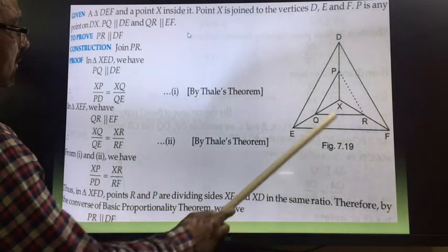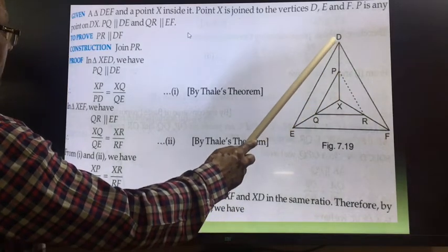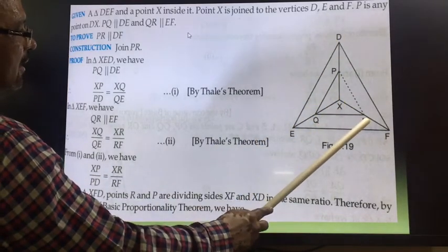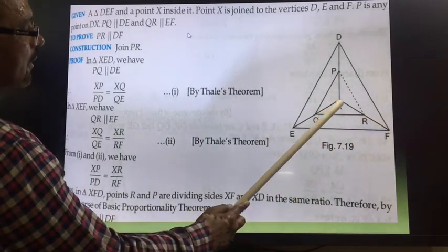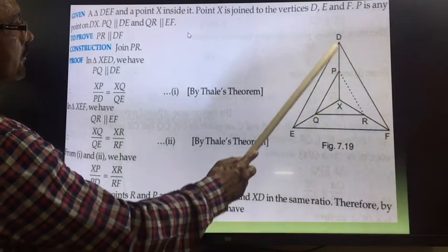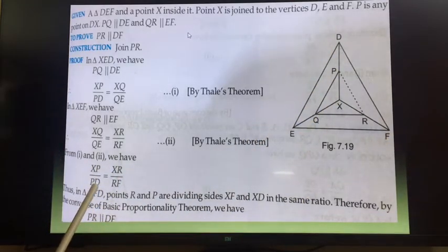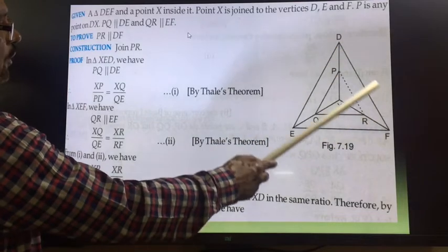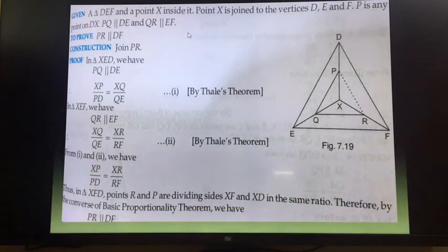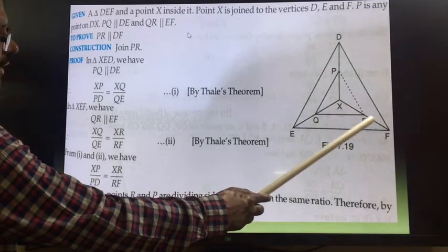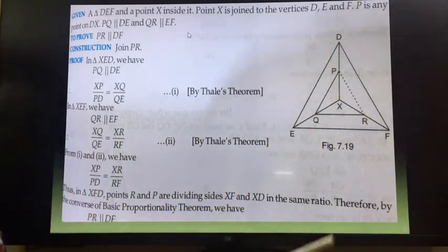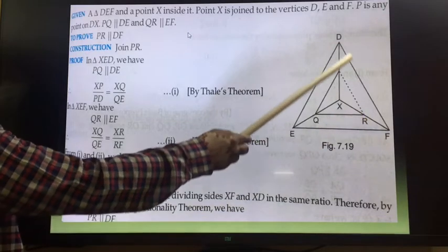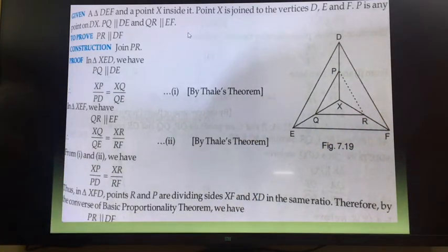So what have we proved? XP upon PD is equal to XR upon RF. So in triangle DXF, we have proved the ratio is equal. And if the ratio is equal, then the line PR will be parallel to DF. It is called the converse of BPT theorem, because the ratio of XR and RF and the ratio of XP and PD is the same. If the ratio is the same, then line RP will be parallel to line DF by converse of BPT.